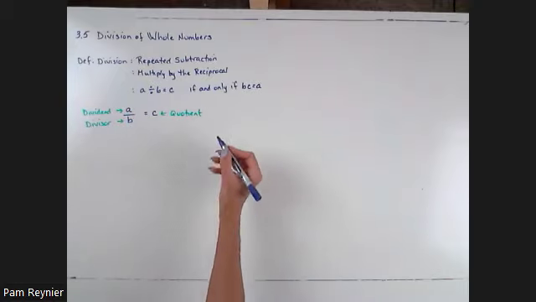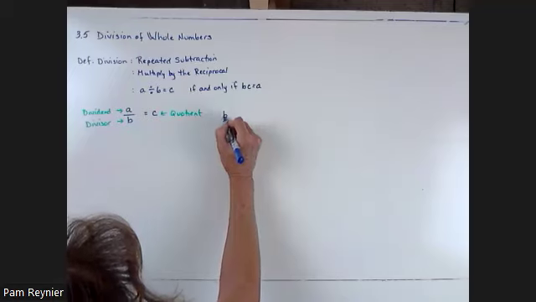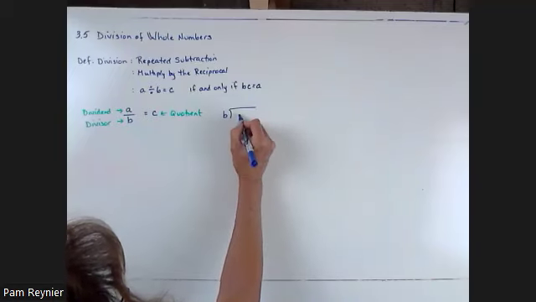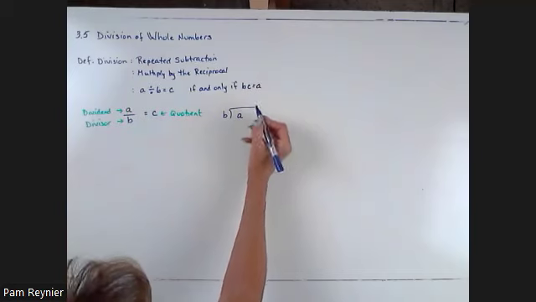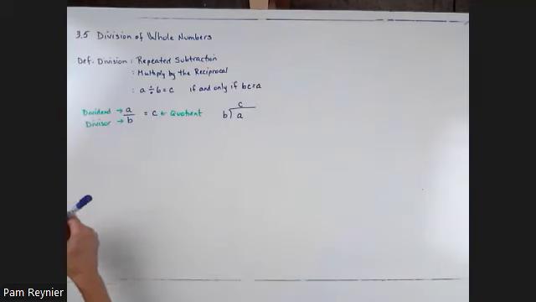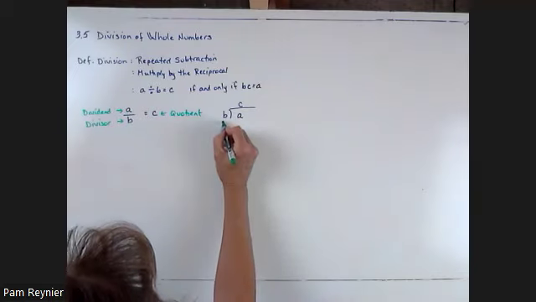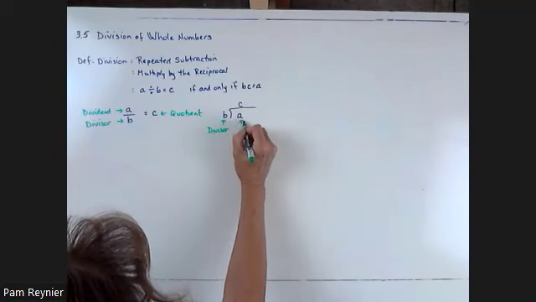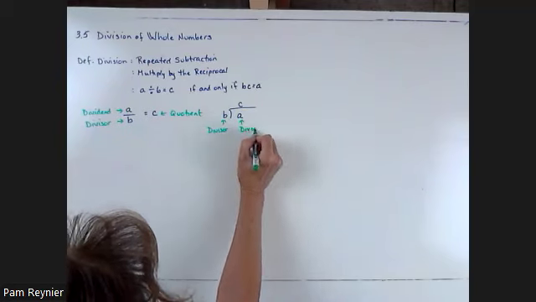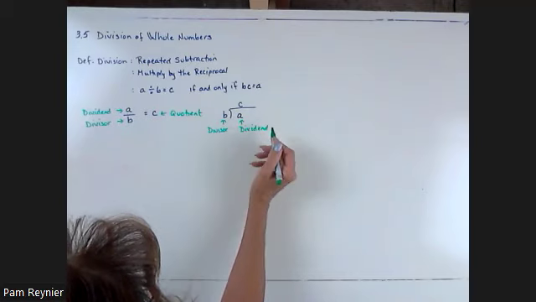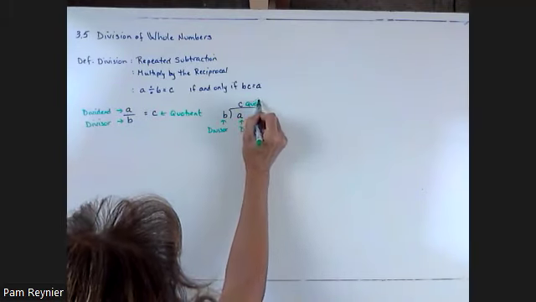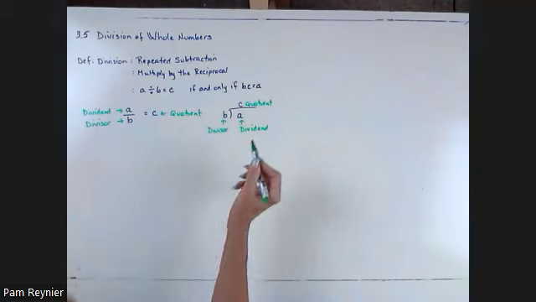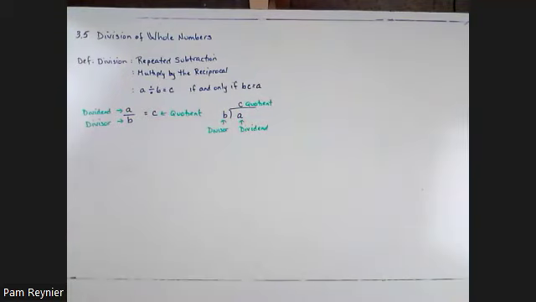In elementary school, we might see it written this way. The divisor is on the outside, the dividend is on the inside, and our answer, our quotient, is up above. So here's your divisor again. Here's your dividend, what's being divided. And our answer is our quotient. Sometimes we have a remainder and sometimes we don't, and we'll talk about that as well in just a little bit.